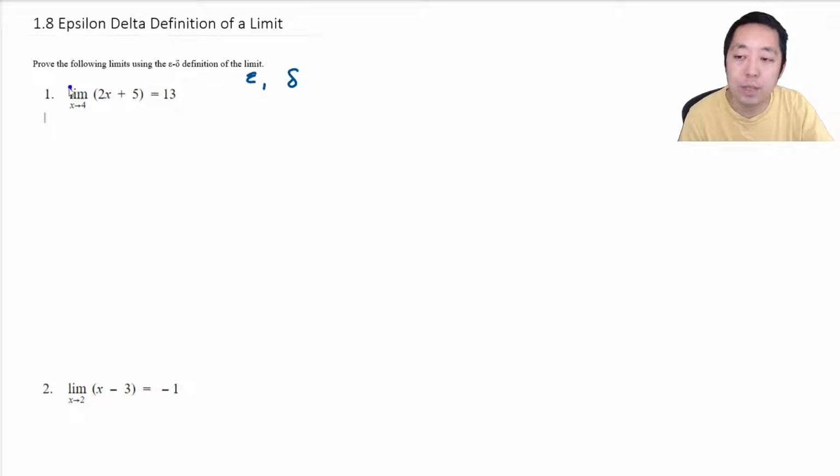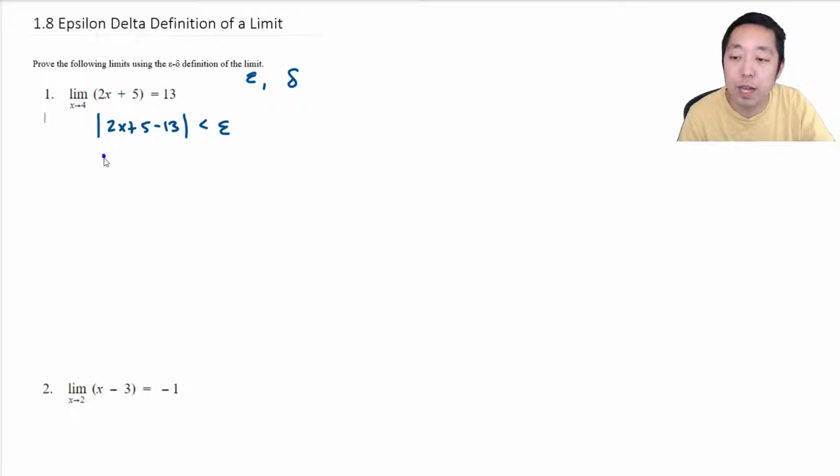So let's look at this. Limit as x approaches 4 of 2x plus 5. If I plugged in x equals 4, I would get 13. And what I simply start with is I say, well, the absolute value of 2x plus 5 minus 13, the difference between the function and the y value, is less than epsilon. And I'm trying to find what delta is equal to. And delta ought to be a function of epsilon that gets smaller and smaller too.